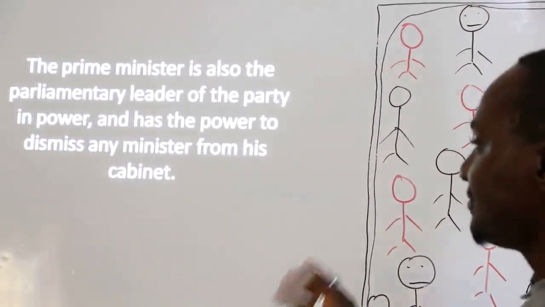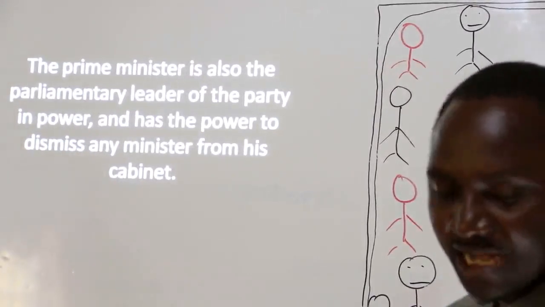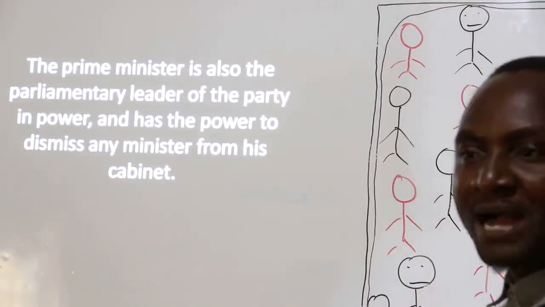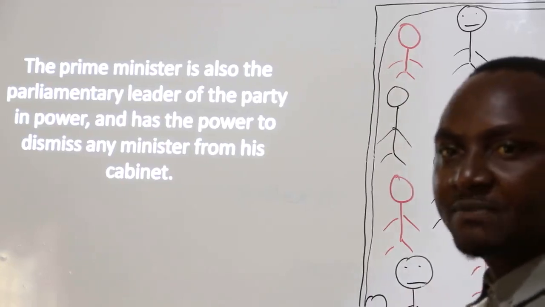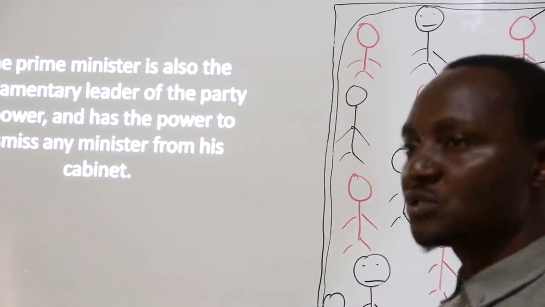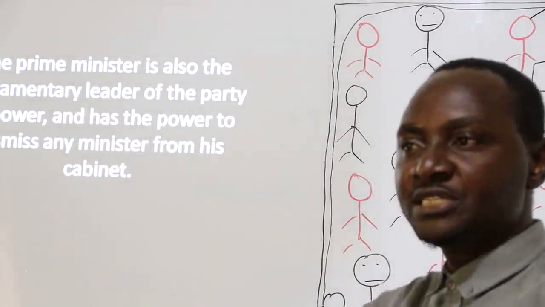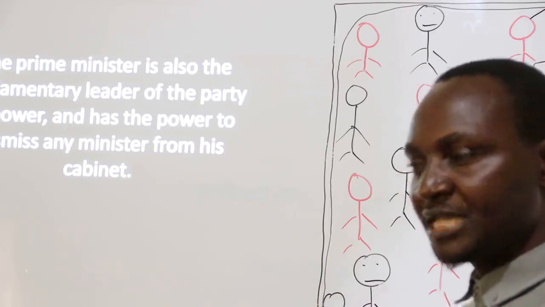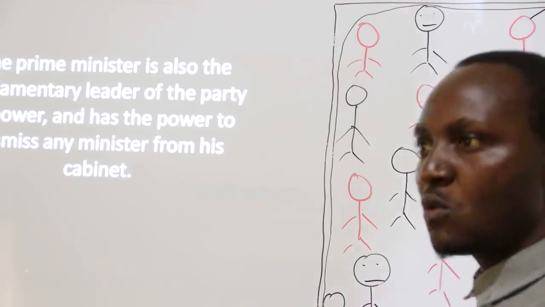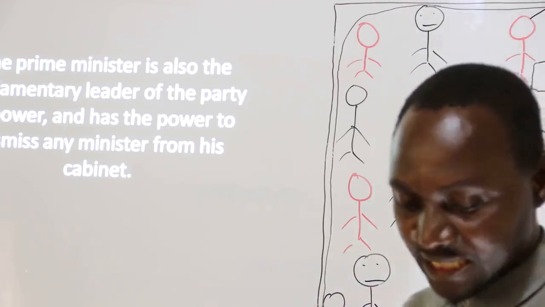We say the prime minister is also the parliamentary leader of the party in power and has the power to dismiss any minister from his cabinet. Since he has the power to appoint all the ministers or heads of departments and ministries, he also has the power to dismiss them if they don't act based on the stipulations of the constitution or what has been agreed in the parliament.